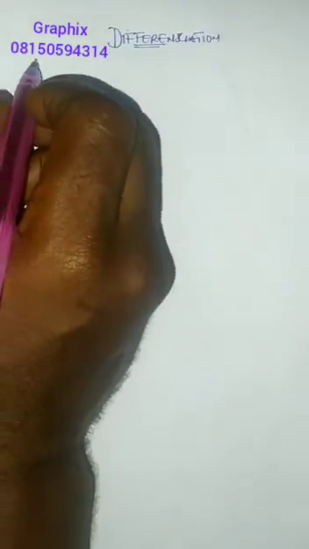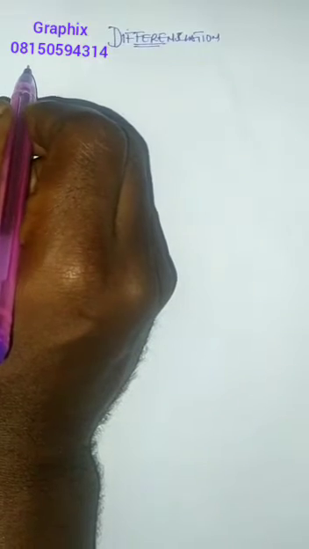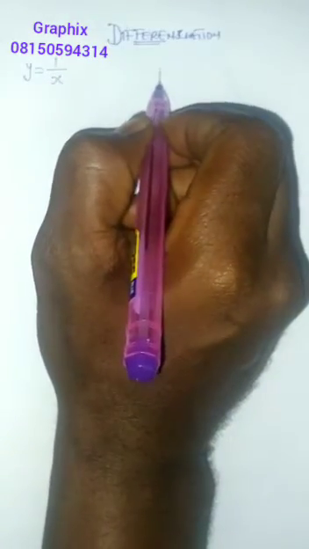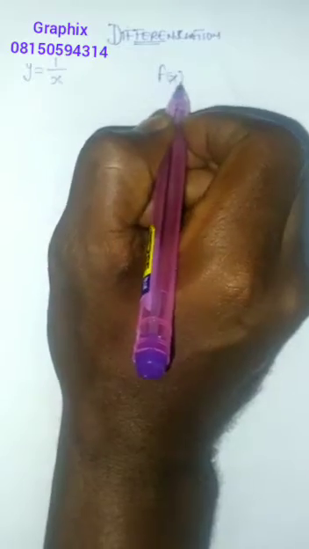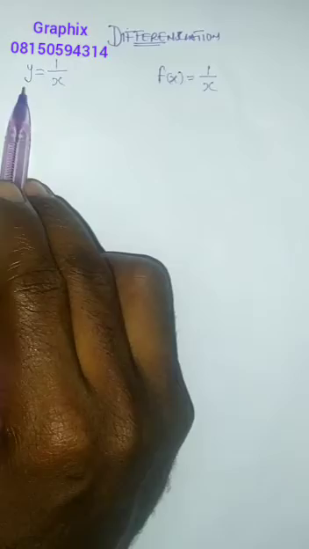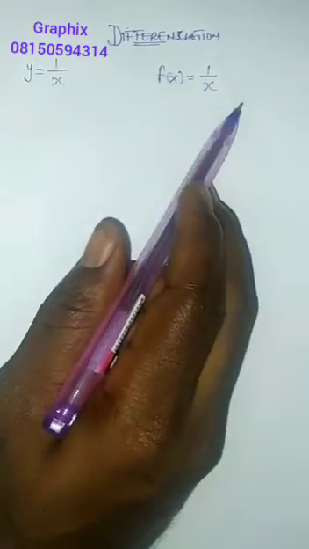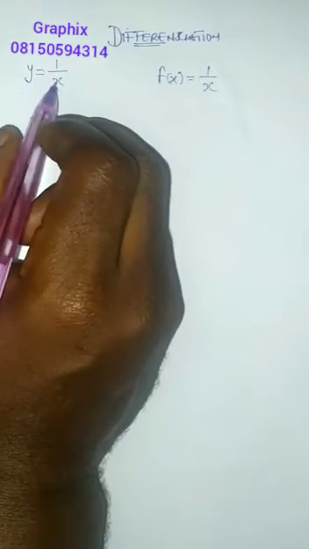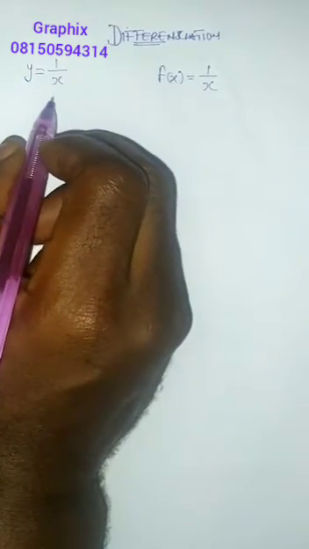Now look at this. If I have y equals 1 over x, either it comes in this form or it comes in this form, f of x equals 1 over x. So it shows y is a function of x, right? Now, before I can differentiate this, I need to make it in a linear form.